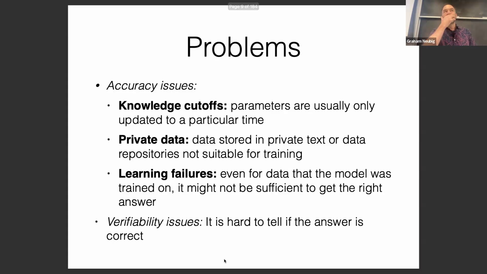Another issue separate from accuracy is verifiability. I'm sure everybody who has used ChatGPT has been in the situation where you get a very convincing looking answer, but you have no idea whether it's correct or not. And that's a problem if we can't go back and verify it.